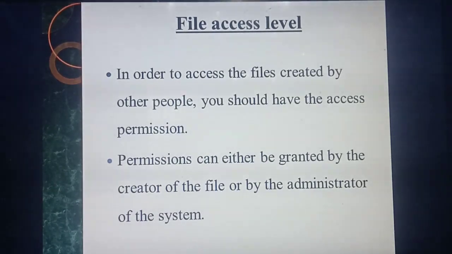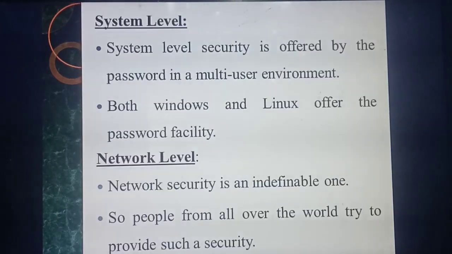So what do you mean by file access level? You are going to access a file created by other people with the permission of those people. So that permission will be granted by whom? The one who created that file, or who is managing that file. That person is granting the permission to access that file. Okay, that is called what? File access level. Okay. Next one is system level.